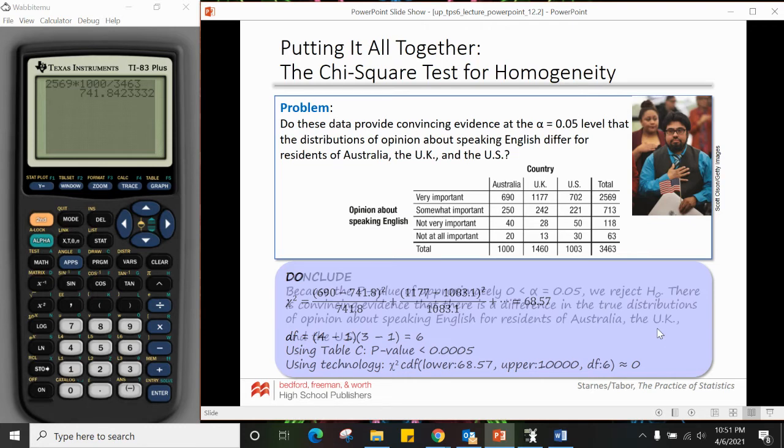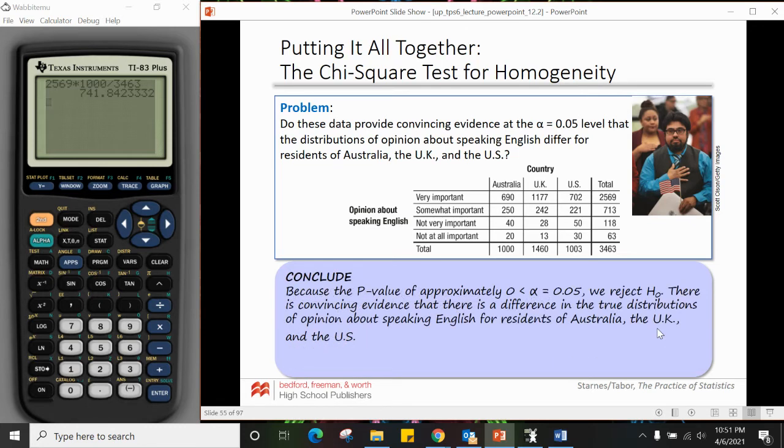Well, because our p-value of approximately 0 is less than alpha, we reject H0. There is convincing evidence that there is a difference in the true distributions of opinion about speaking English for residents in Australia, the UK, and the US.